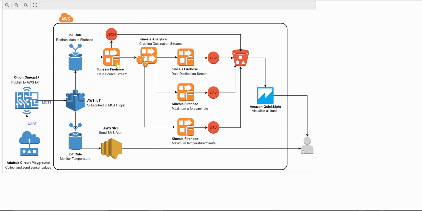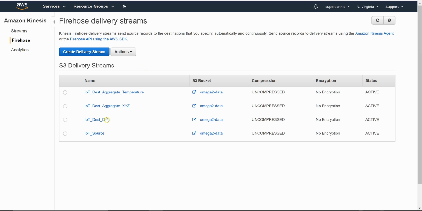And this is the IoT source data stream, which is storing data in an S3 bucket, and at the same time is pushing it forward to Kinesis Analytics for further analysis and real-time analysis. And here I have three more Firehoses, batching the data into CSV objects and storing it on the S3. And these are the rest of the Firehoses that you can see here. One for the full data, one for aggregate XYZ values, and one for aggregate temperature. And these two are measured per minute.